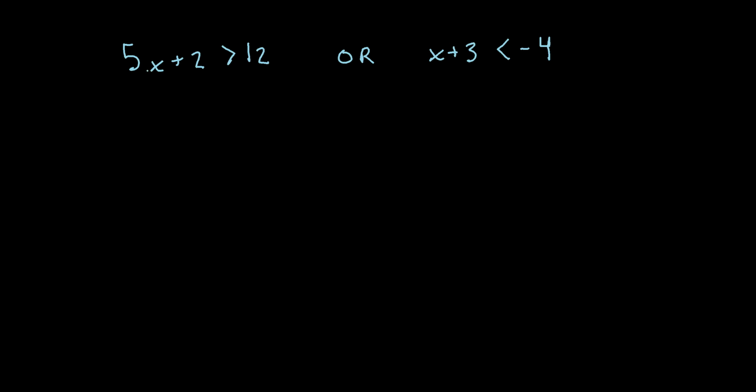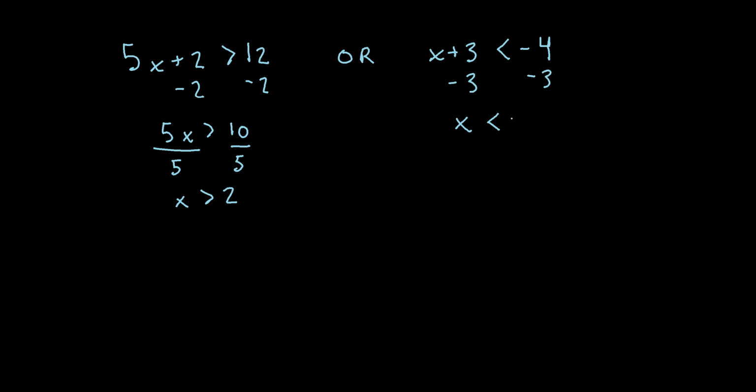We have 5x plus 2. So to get x by itself, we can subtract 2 from each side. Minus 2, minus 2. We're left with 5x is greater than 10. And to get x by itself, we can divide by 5 on each side. So we get x is greater than 2. And then remember, over here we have x plus 3 is less than negative 4. So let's solve for x. So we can subtract a 3, and we're left with x is less than negative 4 minus 3, that's negative 7. So our answers are x is greater than 2, or x is less than negative 7.